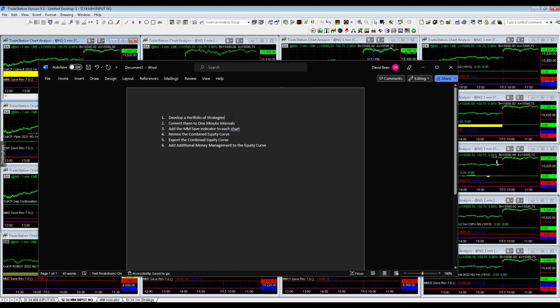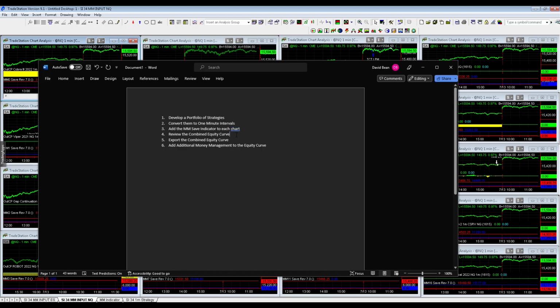You have to develop a portfolio of strategies to do this, and once you do that, you have to convert them to 1 minute intervals to be accurate to the 1 minute time frame, and I've done that here recently. I've taken many years to develop the strategies, but I've recently converted them all to 1 minute, and I've removed the .d, so they're all the non.d symbols in TradeStation. You have to add the save indicator, which sends the information to another chart in TradeStation. It's part of my money management algorithms.